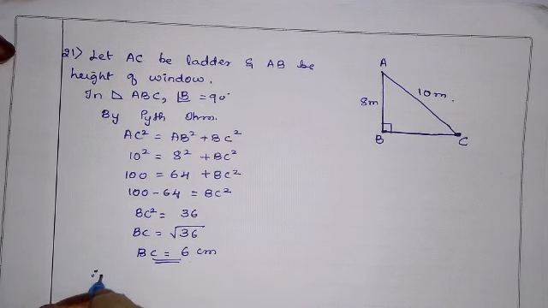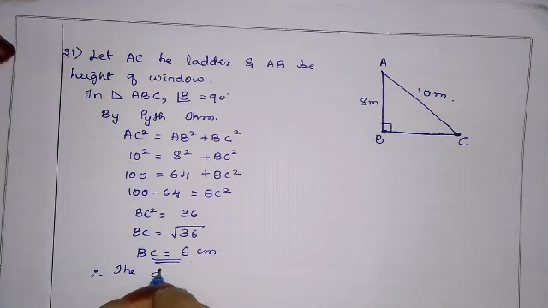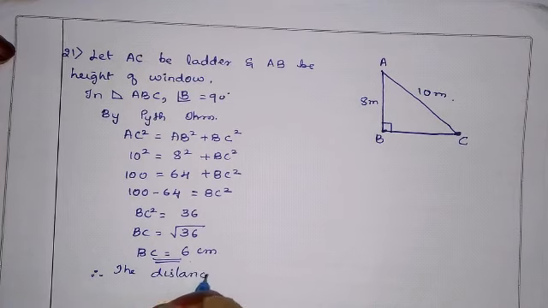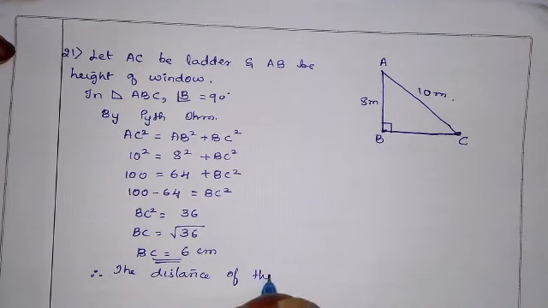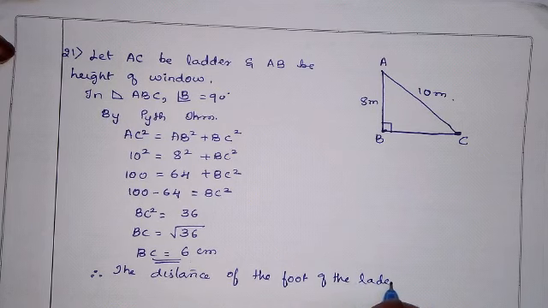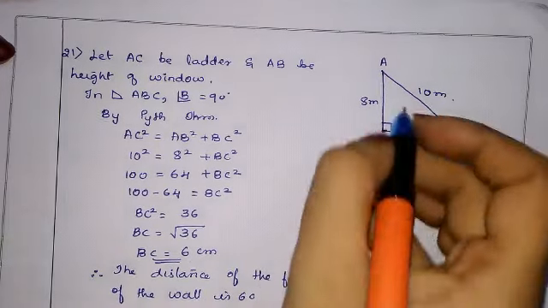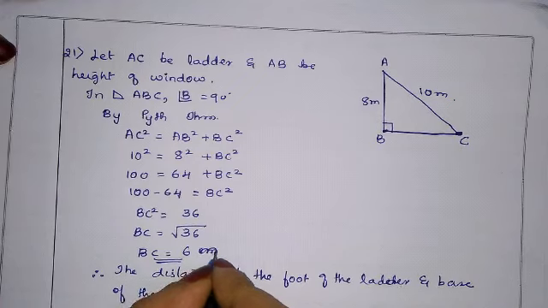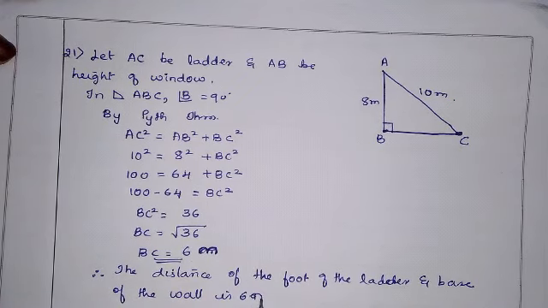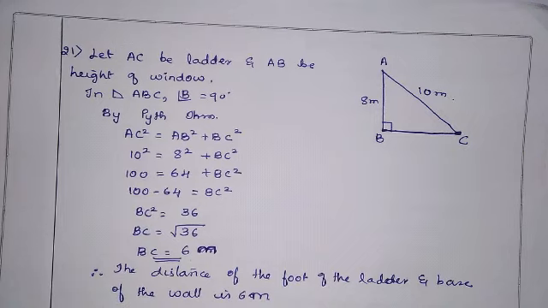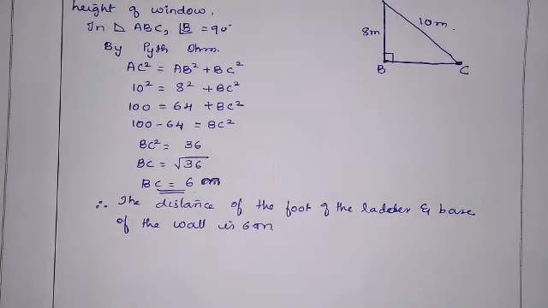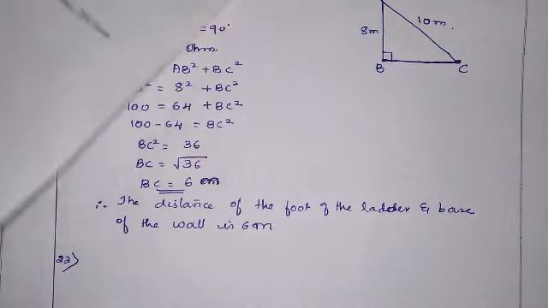Therefore, we have to write the distance that they have asked: the distance of the foot of the ladder and the base of the wall is 6 centimeter. 6 meter, sorry, because everything is given in meter, so the answer is in meter only. 6 meter. So this we got for the question. We completed question number 21. Let us see now question number 22.